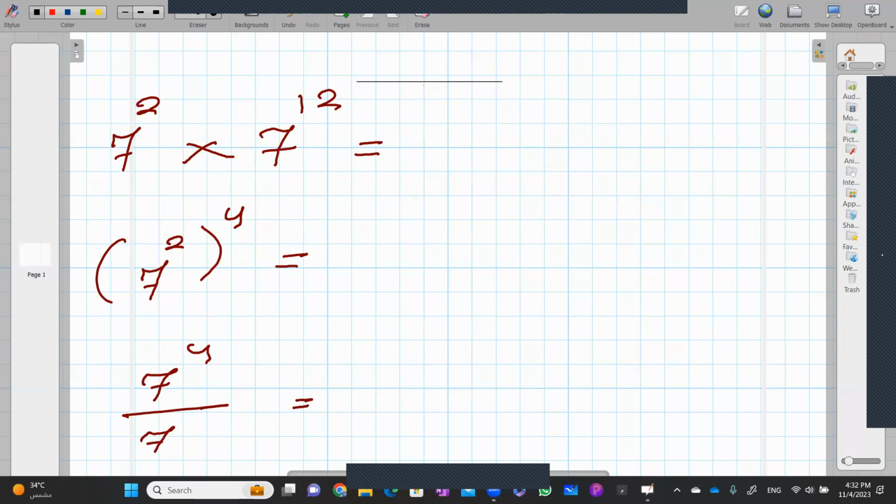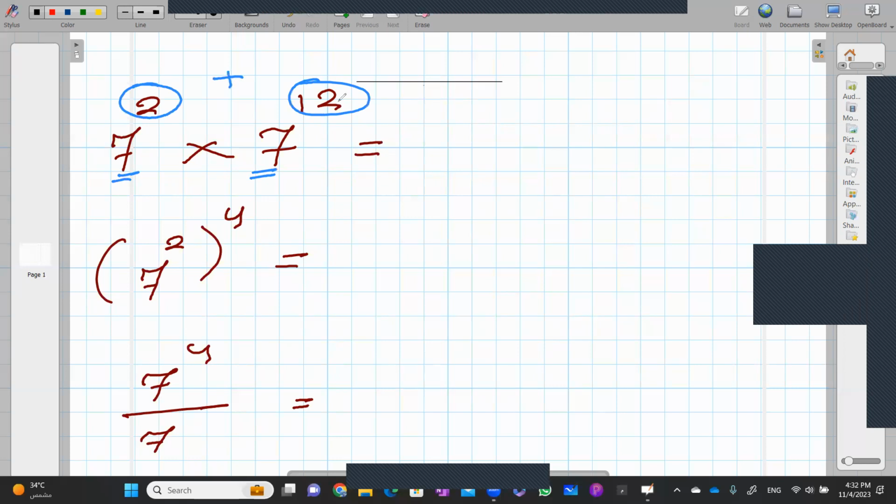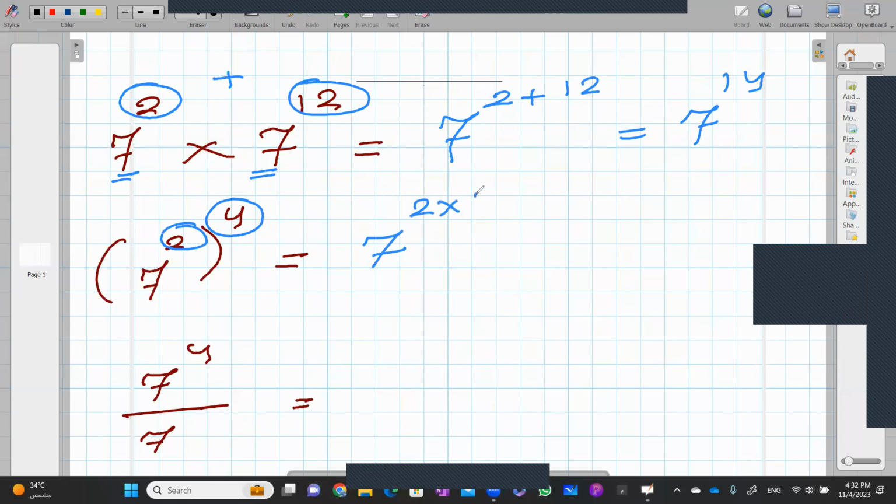Here we have 7 and 7, the same base, so we add the exponents. Then it will be 7, 2 plus 12, which is 7 exponent 14. Here, power of a power, so we multiply 2 times 4, then it will be 7 exponent 8. Here we subtract: 7 is 7 exponent 1, then subtract 4 minus 1, it will be 7 exponent 3.